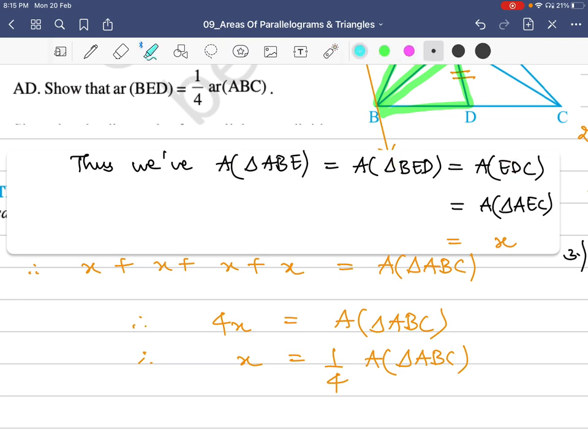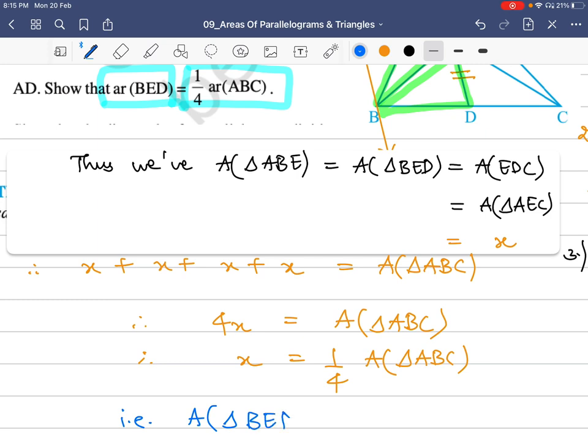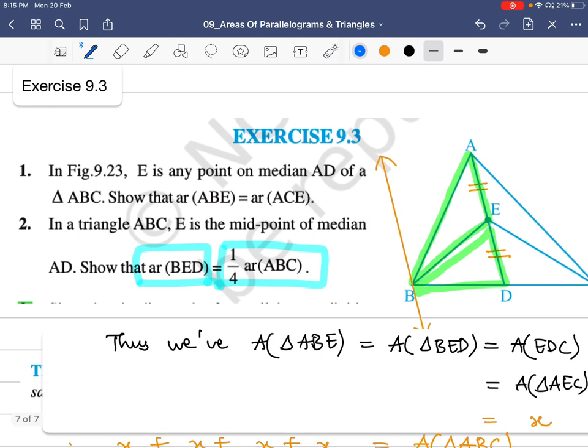Now what we want is this area of BED should be equal to 1/4 the area of ABC. So if you notice the right hand side of the equation that we want to show, it already exists here: 1/4 of area of triangle ABC. Left hand side says area of BED. Yes, so x is equal to area of BED. So we can just substitute that value and say that area of triangle BED, because that is the value of x, is equal to 1/4 the area of triangle ABC. And thus the proof of question number 2 is completed.